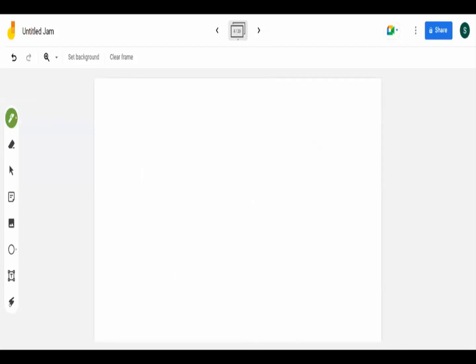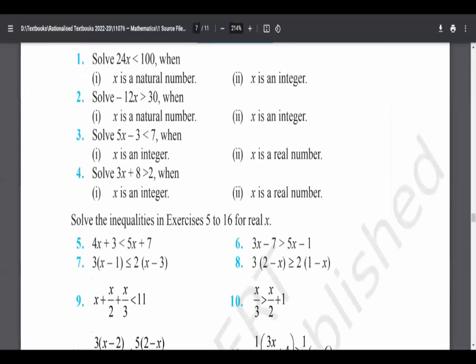Okay. Next question. And here is: solve 3x plus 8 greater than 2 when x is an integer and x is a real number. 3x plus 8 greater than 2.